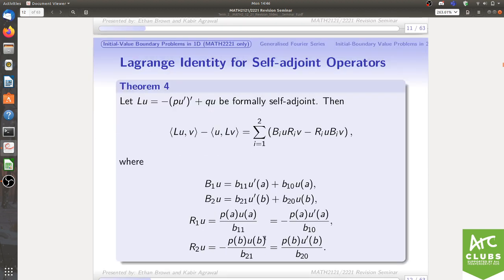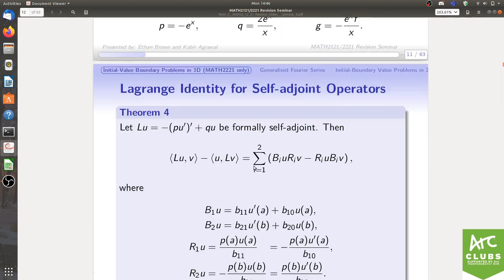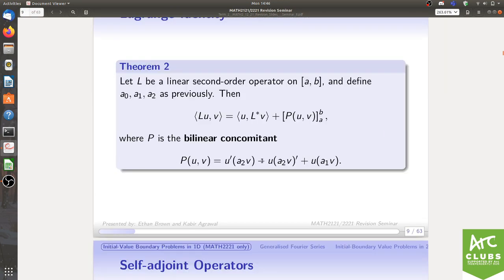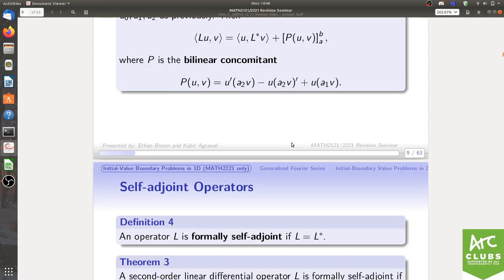when we have formally self-adjoint operators, we can convert the L star into an L. So when we go back to the Lagrange identity, the L star ended up converting into L, and we took the difference of the two. So now we have the inner product of LU and V minus the inner product of U and LV. So all we're really left with is the bilinear concomitant on the right hand side.